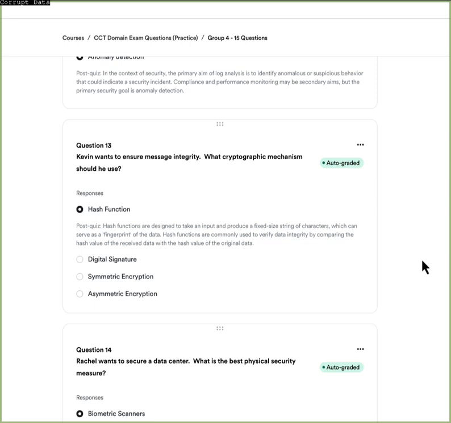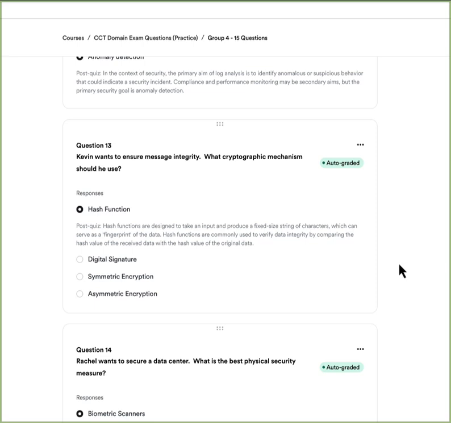So, message integrity. This is what happens when it's 4 o'clock in the morning and you're recording these things. Message integrity. So we're dealing with the message digest. We're dealing with messages, right? What cryptographic mechanism should he use? And you're dealing with the hash.